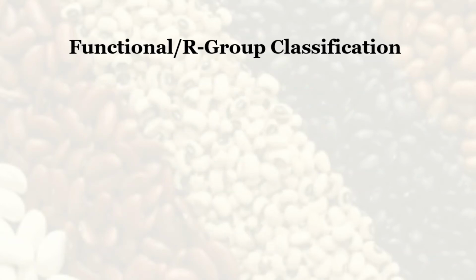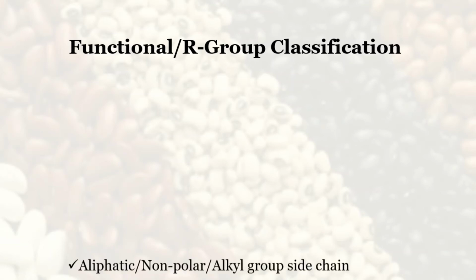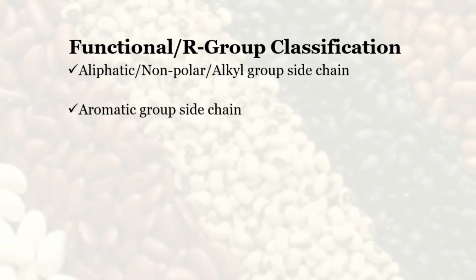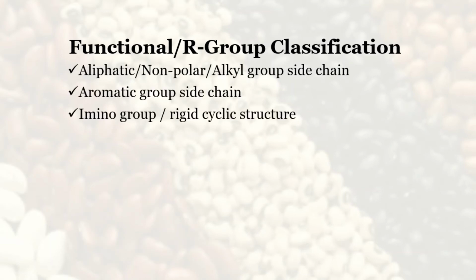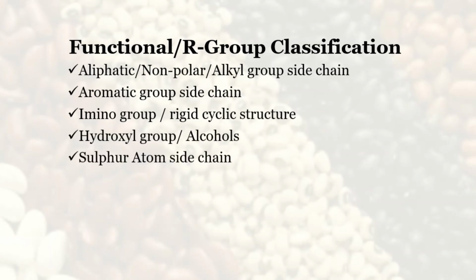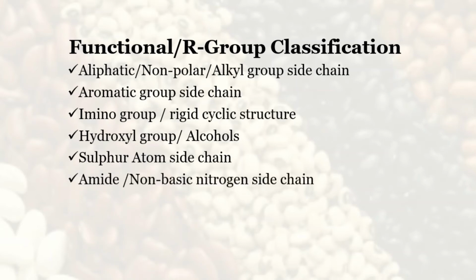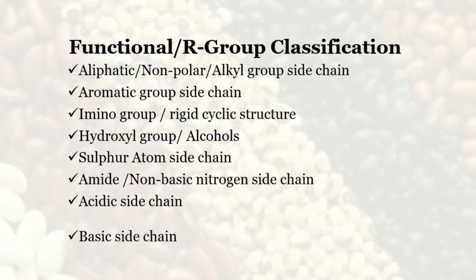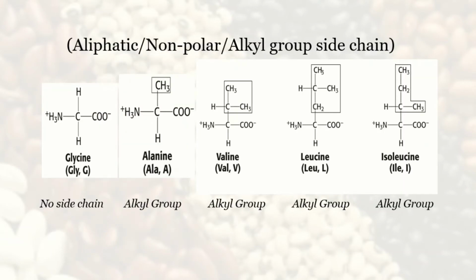So let us now classify amino acids according to the functional or R group, the properties of the functional or R group. We have what we call aliphatic, aromatic, amino group, hydroxyl group or alcohols, sulfur atom, amide or non-basic nitrogen side chain, acidic side chain, and basic side chain. So we begin with the aliphatic. They're also called non-polar or alkyl group side chain.